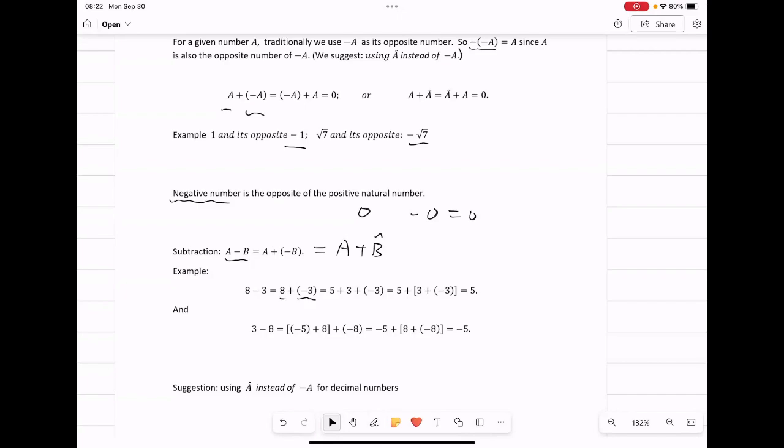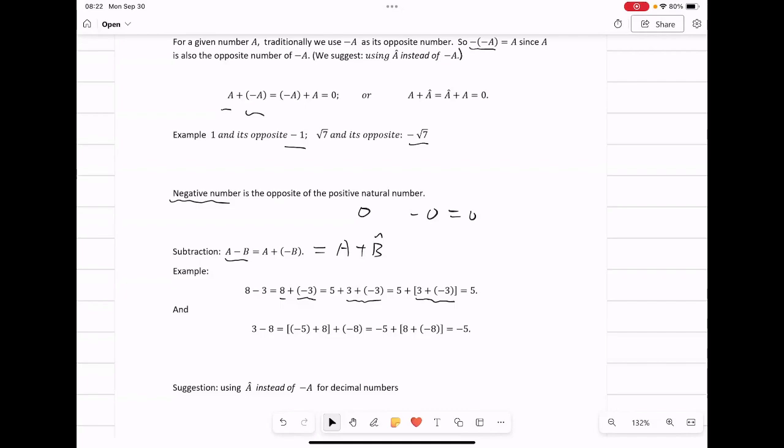And of course, you can decompose 8 as 5 plus 3, and then plus -3. So here you're using the associative rule. Then using another associative rule, we put the 3 and the -3 together, and by definition 3 plus -3 is 0. So you get 5 plus 0, that is 5.